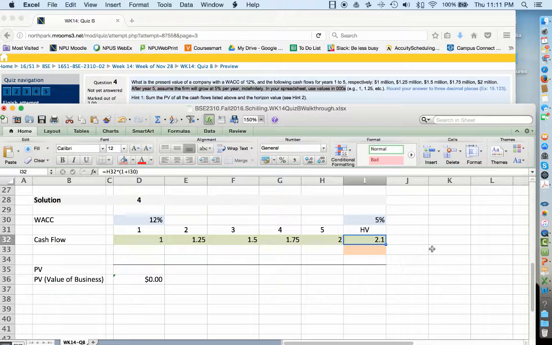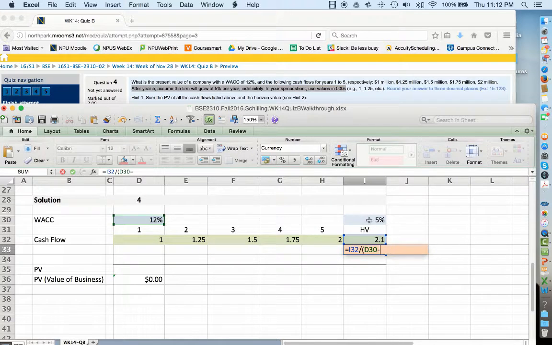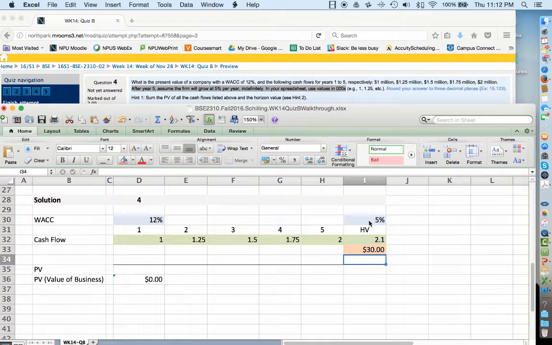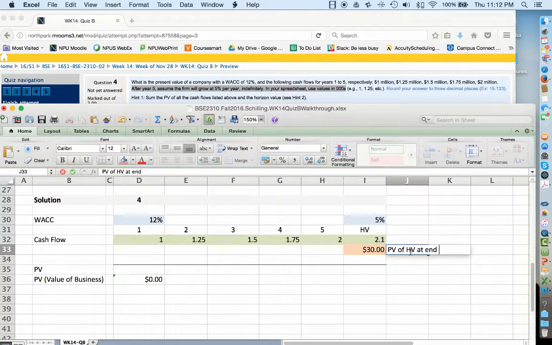To do that, I use the equation cash flow divided by R minus G, where R is the weighted average cost of capital. That gives me the present value of the horizon value at the end of year 5, which is also the beginning of year 6. That's really important because that $30 is not in present value terms. So I'm going to come back to that.